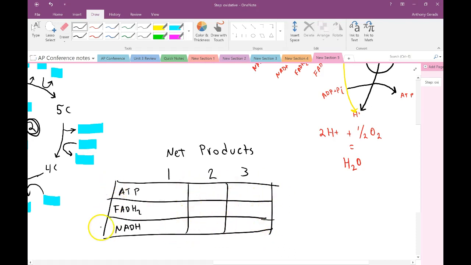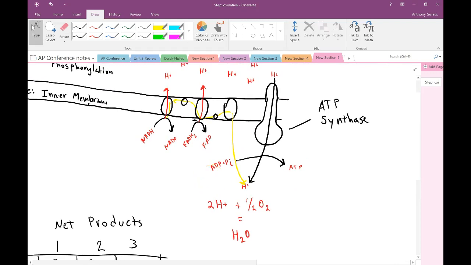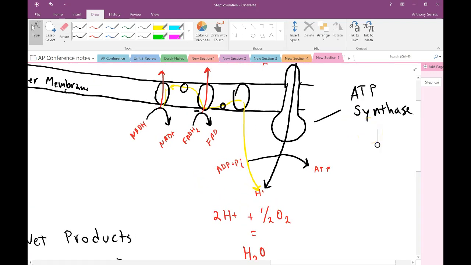Okay. So if I look at these, in glycolysis, how many ATP did I make? 2. In glycolysis, how many FADH2s did I make? None. And how many NADHs? 2. In the citric acid cycle, how many ATP did I make? 2. How many FADH2s did I make? 2. And NADHs I made 8. Okay? Looking at this step right here, how many NADHs did I produce? How many NADHs did I make?